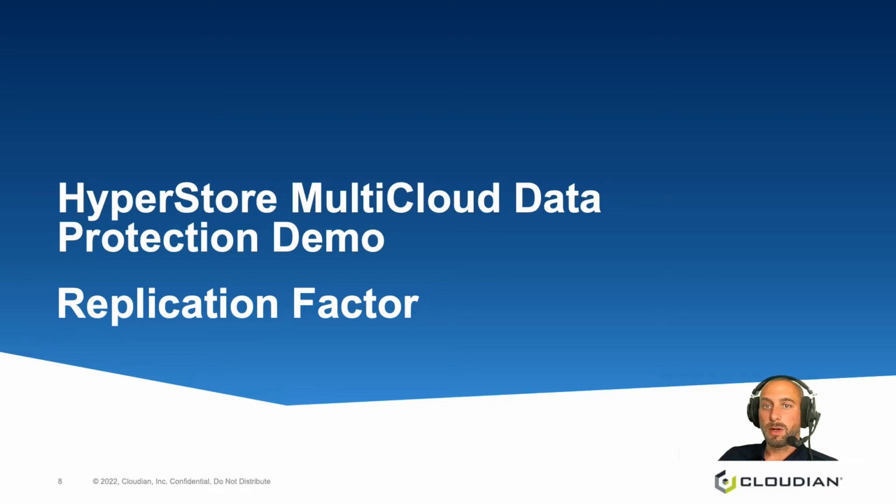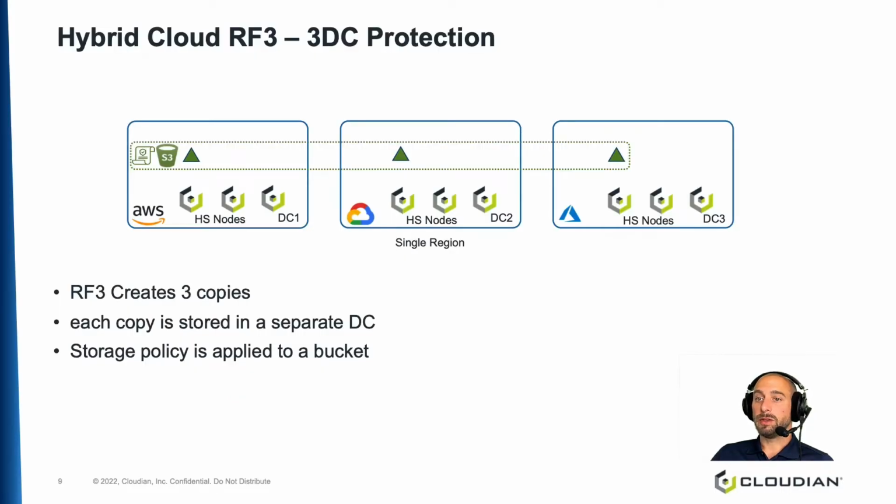For this demo, I'll be showing you the data protection options when using Cloudian HyperStore in a multi-cloud environment. First of all, we're going to look at an RF3 storage policy. This just means replication factor 3, whereby we're creating 3 copies of the data being ingested into the system. In this case, those 3 copies are going to be in each of the 3 cloud providers.